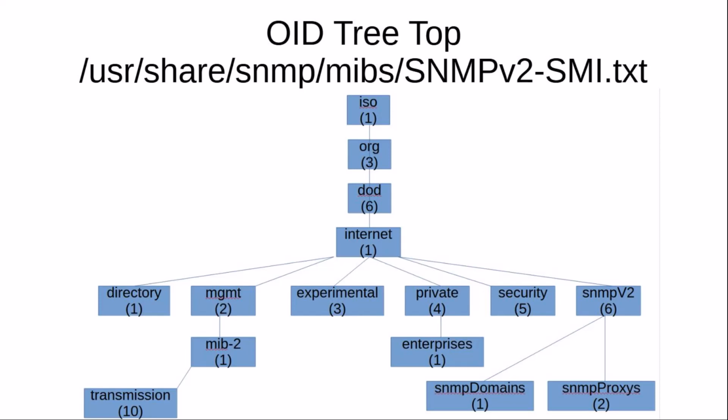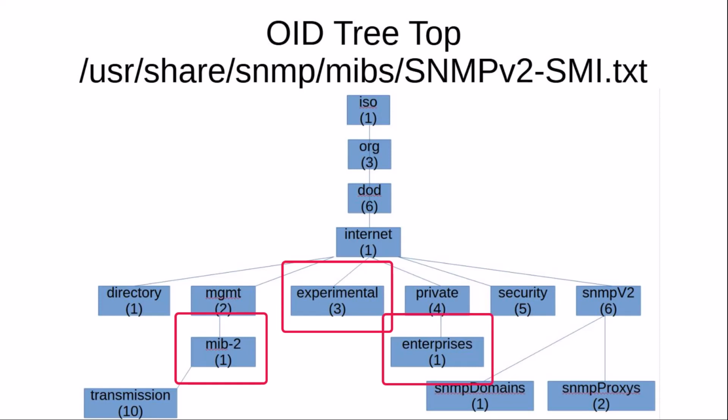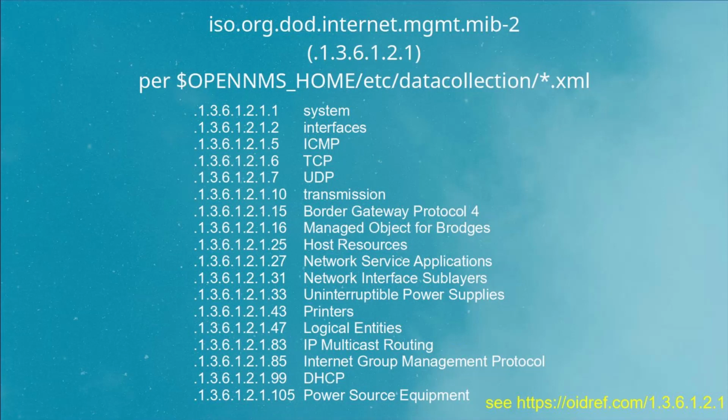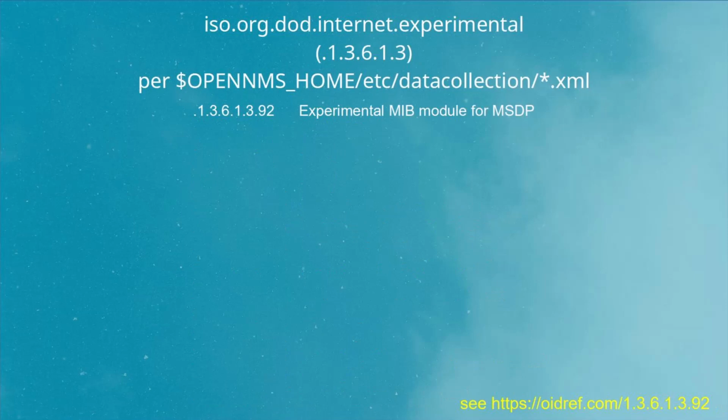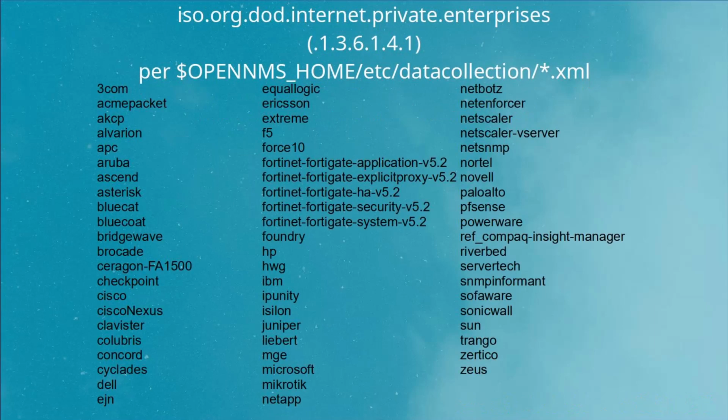OpenNMS is shipped with the ability to monitor down the MIB2 path, the Experimental Multi-Source Discovery Protocol MSDP, and over 60 private network elements such as Bluecoat, Cisco, F5, and Juniper. On installation, OpenNMS can monitor these MIB2 network element objects. As already noted, OpenNMS can monitor the experimental MSDP. And this is the list of vendors that OpenNMS can monitor. Vendors may release new MIB files which can be integrated into OpenNMS.